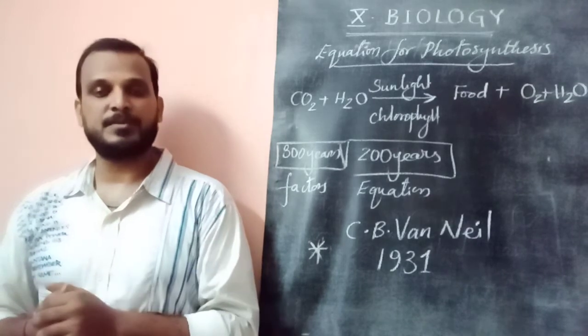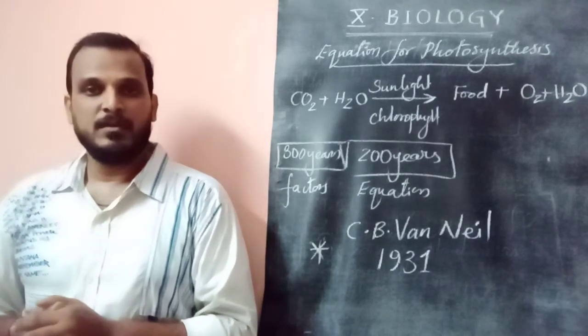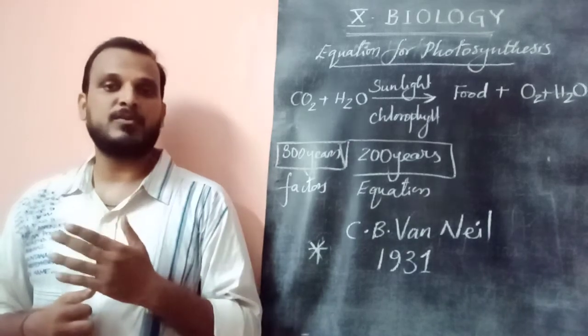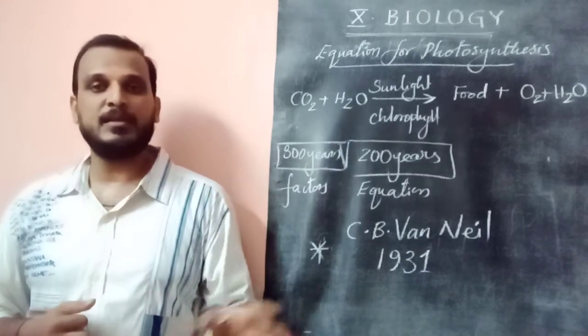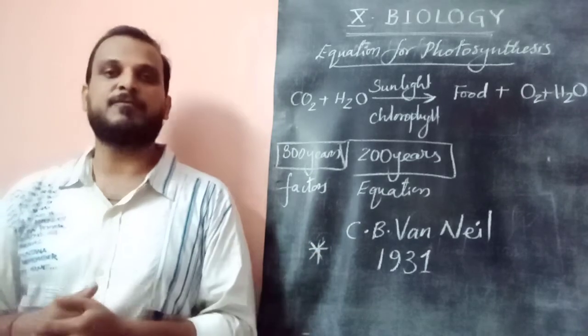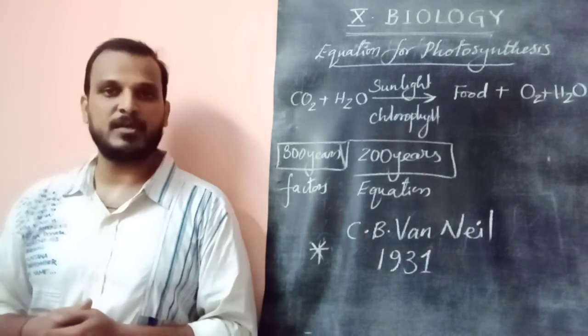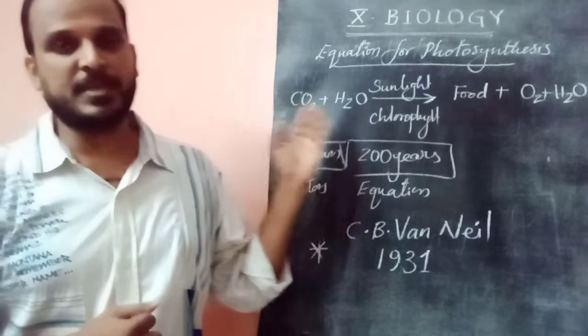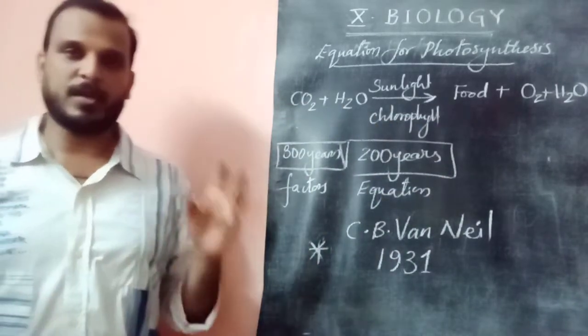The simple equation. So it is not his own work. The scientists worked for around 200 years, and finally the one who succeeded in formulating the equation is the scientist named C.B. Van Niel. So once again we will change this equation according to the science.